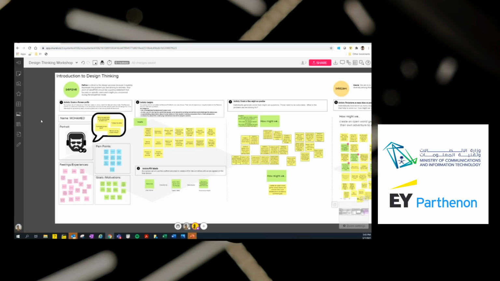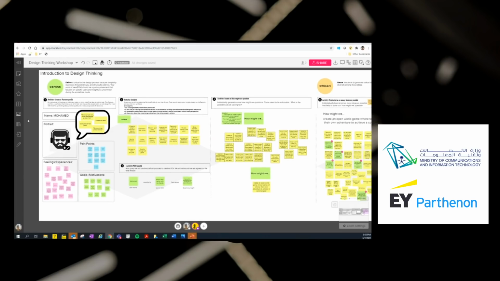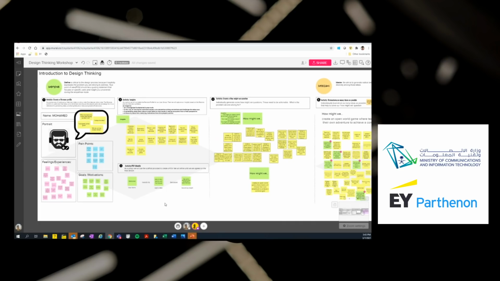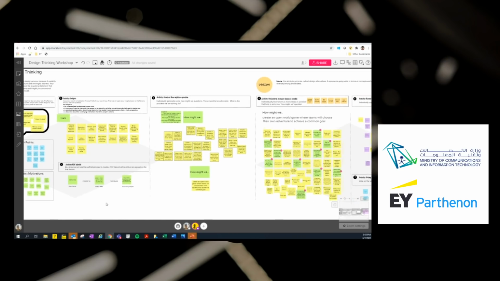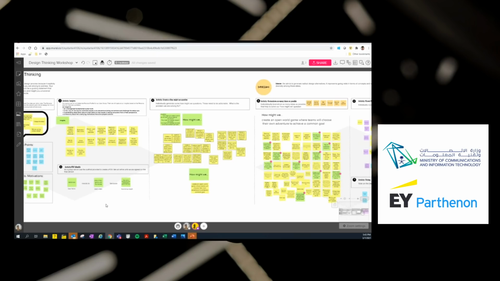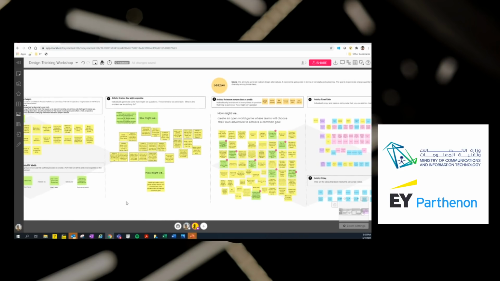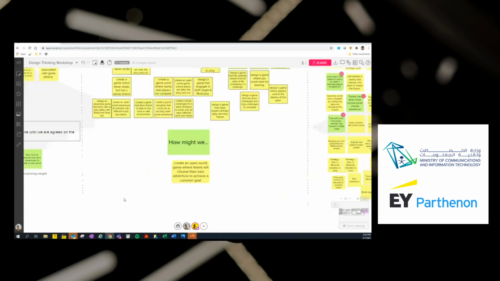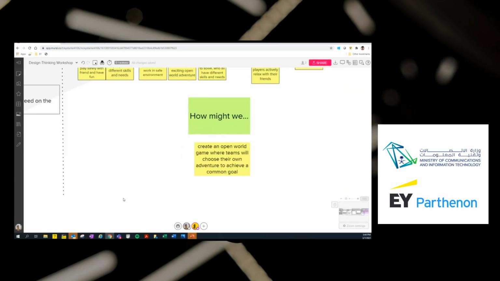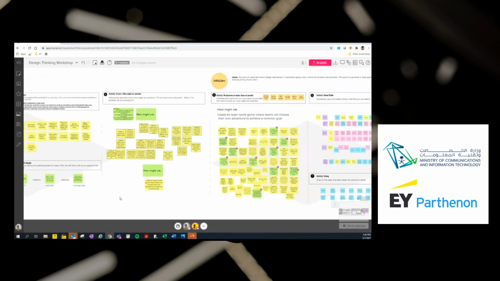We went through, we interviewed gamers, we spoke to them, and we created a persona profile of the gamers that we spoke to. We then got lots of insights into what they were thinking, their motivations, their goals, their behaviours. We then posed a how might we question. So this was the question we were asking ourselves as we went through the design process. And that question is, how might we create an open world game where teams will choose their own adventure to achieve a common goal? So that's what we were designing for.